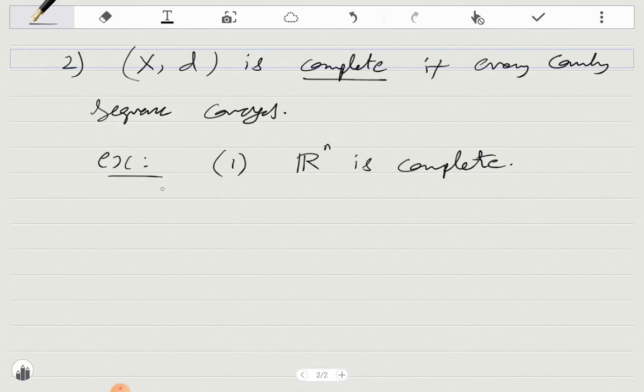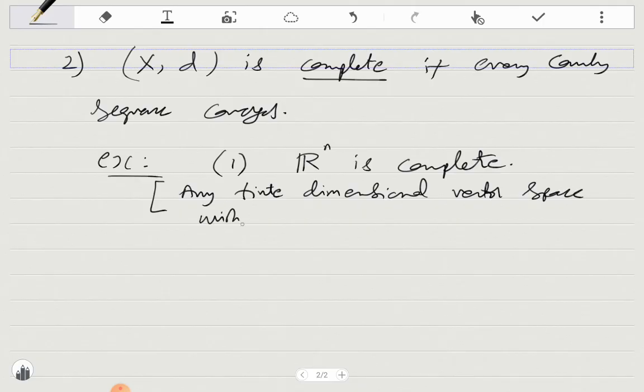And in fact, any finite dimensional vector space with a norm is complete. Now, this statement requires a little bit of work. If instead of a norm, I had started with an inner product, it's far easier.